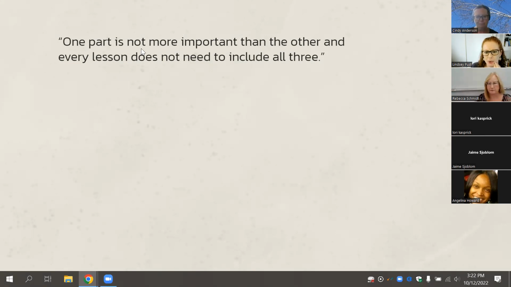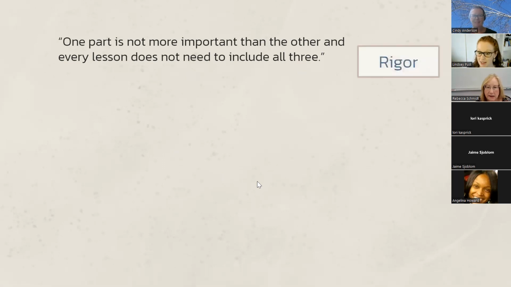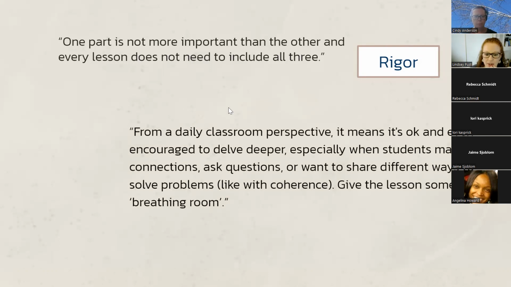One part is not more important than the other, and every lesson does not need to include all three. What do we think they're talking about? This one? Focus, coherence, or rigor? Good, I love it. I love that you did it and put a question mark. So yes, rigor. The conceptual understanding, the procedural skill and fluency, and application. Equal intensity. One is not more important than the other. And I don't have to always teach all three every single lesson, but I need to make sure I have a balance. Okay, what about this one?